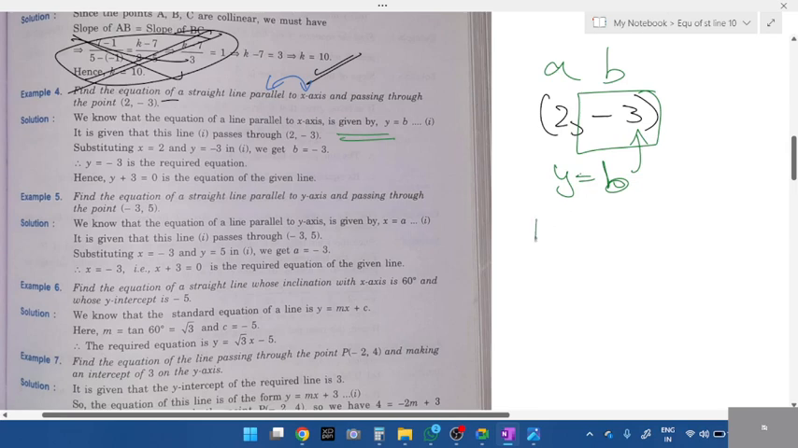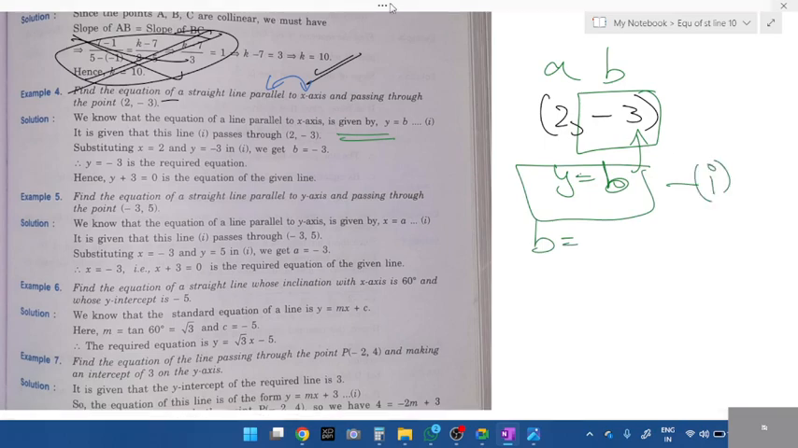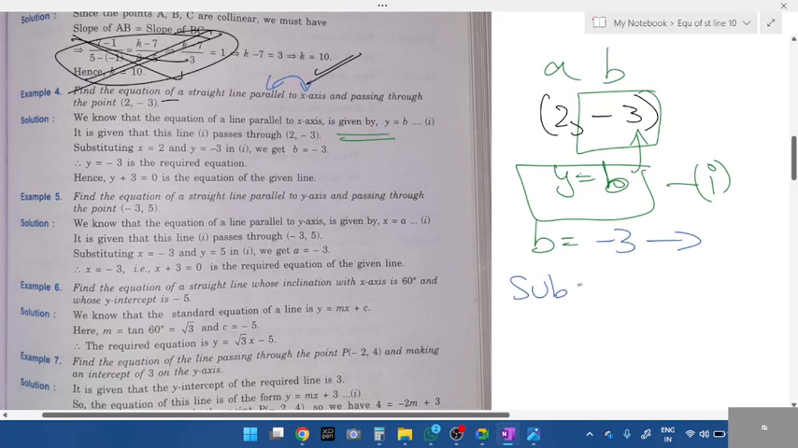Okay. Therefore, what is b value? All of you will respond. This is equation 1, y is equal to b. What is b value in this point? Minus 3. Then substitute this b, right? Substitute b is equal to minus 3 in equation 1. Therefore, y is equal to minus 3. This is the solution, students.